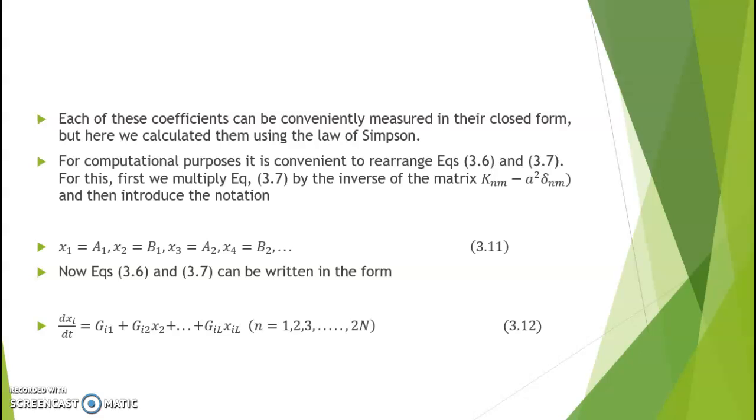Starting from this, we may use Simpson's law. For computational purposes, it is convenient to rearrange 3.6 and 3.7. For this, first we must multiply equation 3.7 by the inverse matrix of k and m minus a squared, and m. And 3.11 is the result. Now equations 3.6 and 3.7 can be written in the form of 3.12.